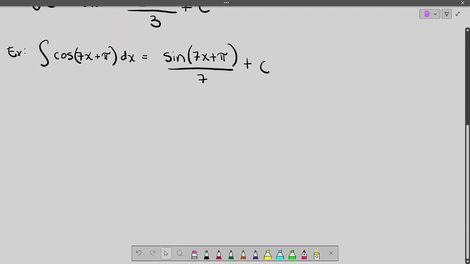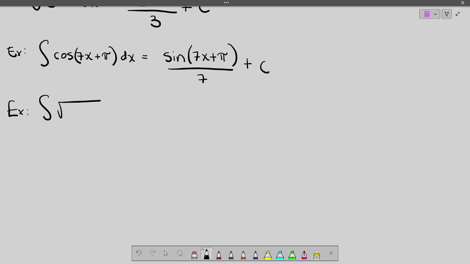Another classic one that we see with reverse chain rule, if we were integrating the square root of, say, 4x minus 1. I guess I don't need parentheses on that. So if we have something like that, same thing, we can think of it as a substitution if we wanted. We can make that exponent a 1/2. So it's very similar to the first one.